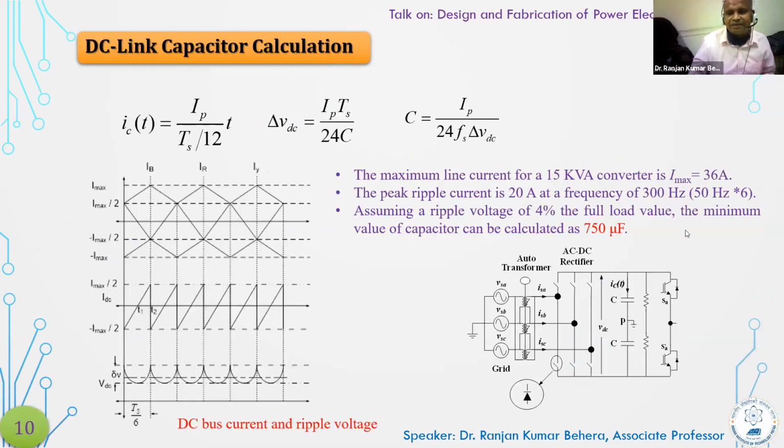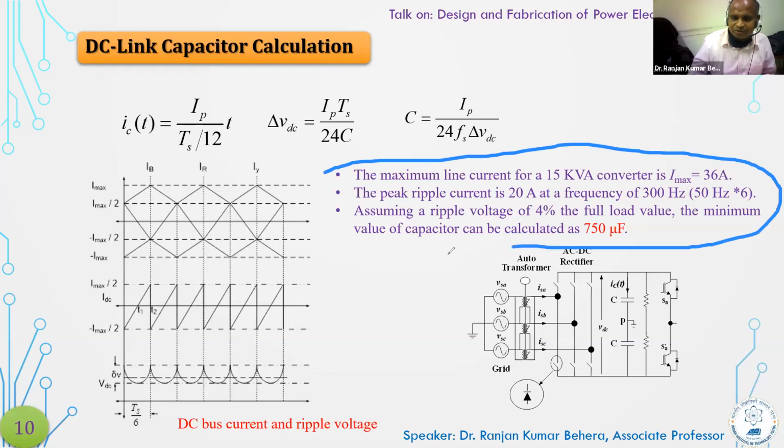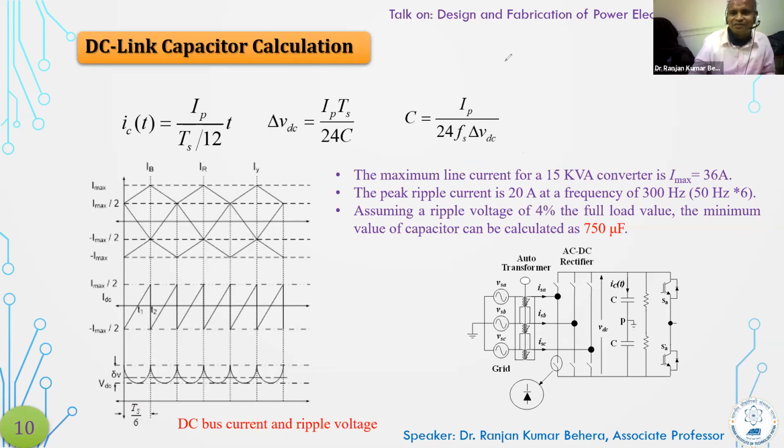So you see, I have given a problem here. The maximum line current for a 15 kVA converter is 36 ampere. Peak ripple current is 20 ampere at a frequency of 300 hertz. Assuming ripple, calculate the minimum value of the capacitor. This is what I generally give to our students. They calculate, and when they bring and put a capacitor, it is not filtering properly. Then again they go and recalculate, and come back, like that. They always enjoy this hardware design.